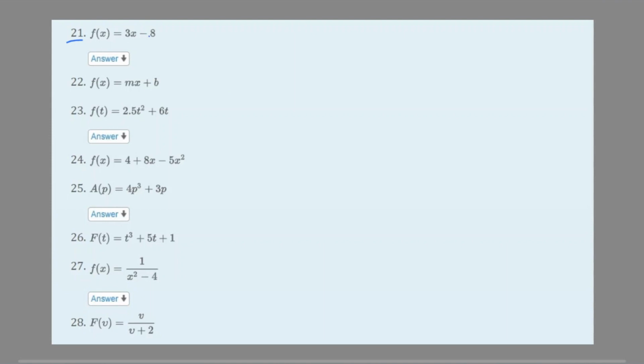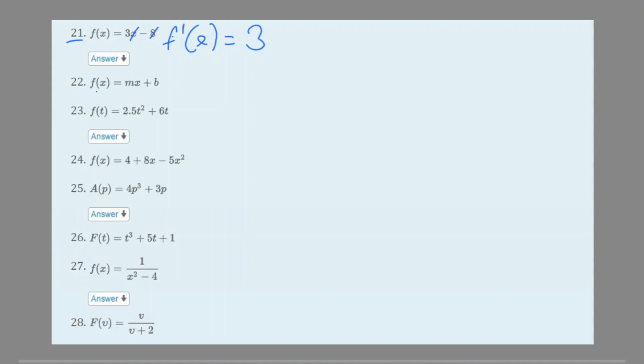Alright, so let's take a look at number 1. Number 1 is the function f of x equals 3x minus 8. So that's the function we want to find f prime of x for, which is equal to just 3, because if x goes down in power, it becomes 0, and then all constants cancel out.